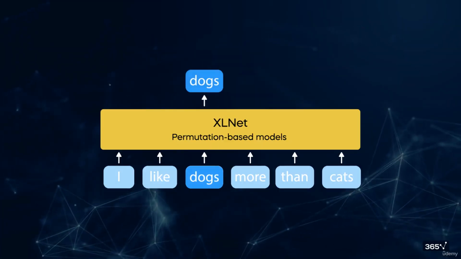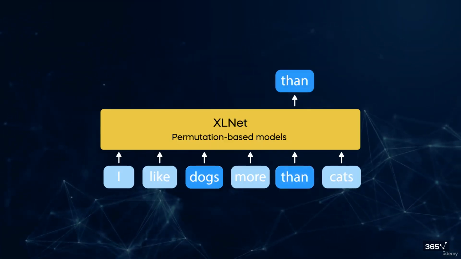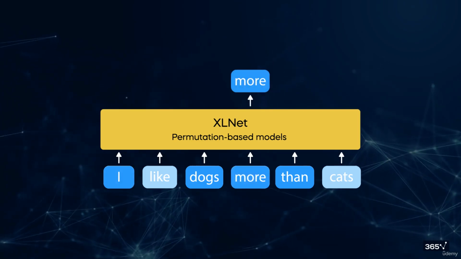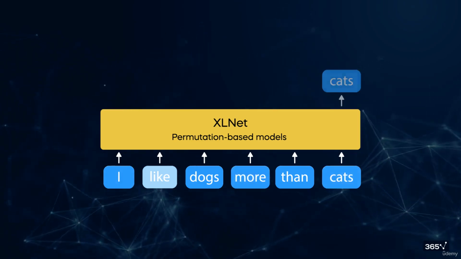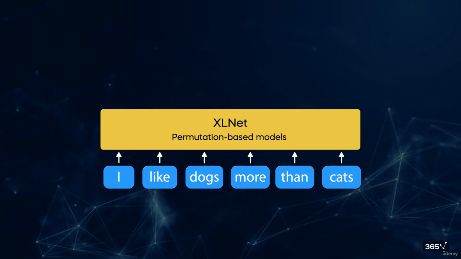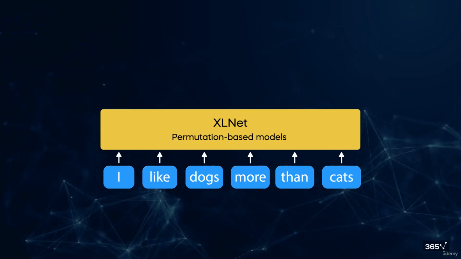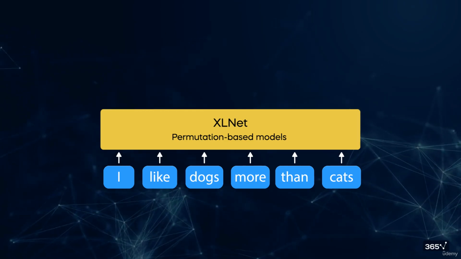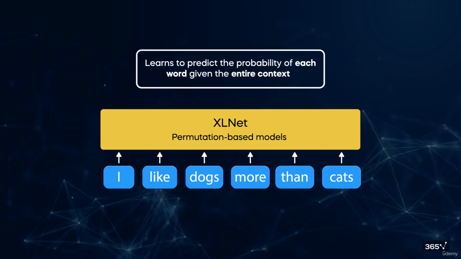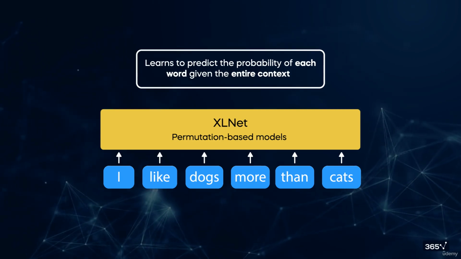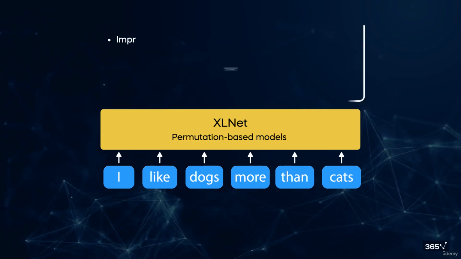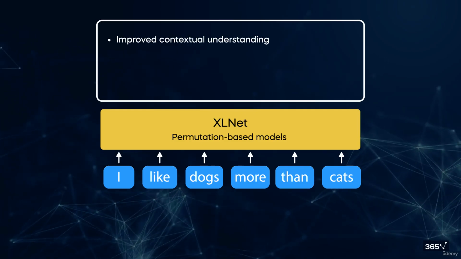During pre-training, XLNet can consider all words in the context, not just the words to the left and right of the target word. XLNet samples different permutations of the input data. This means that it considers different ways to mask out and predict words in the sequence. By doing this, it learns to predict the probability of each word given the entire context it has learned from the whole text. This leads to improved contextual understanding.